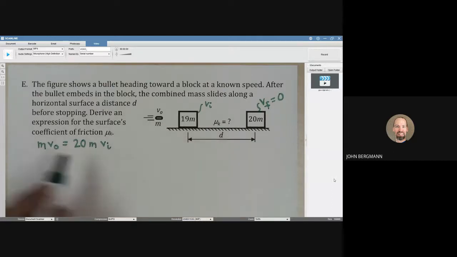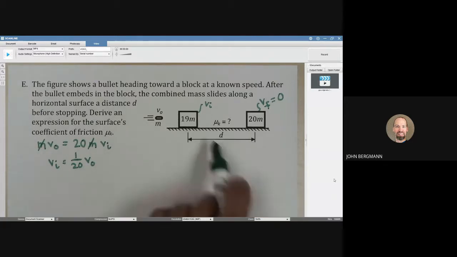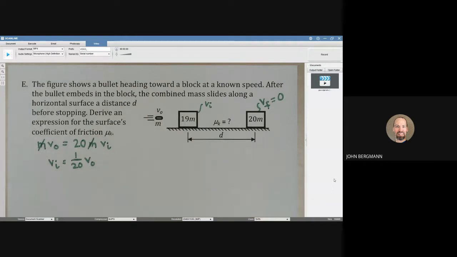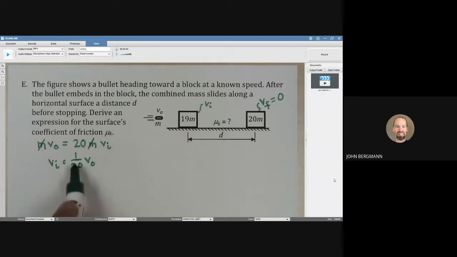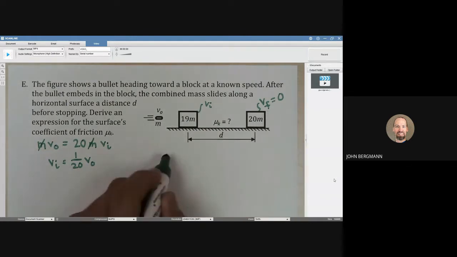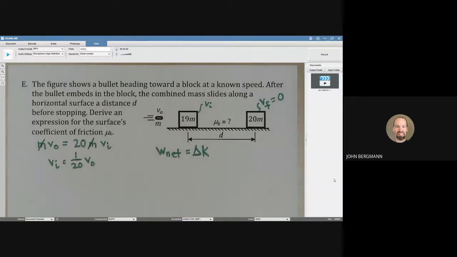So what does this give us for that initial sliding speed? Vi is going to be 1/20th of V naught. We could write a decimal if we wanted, but that's fine. Now what happens? This thing is sliding. It's slowing down. There is friction, so we can't use conservation of energy. But its speed is changing because it started out sliding at 1/20th of V naught, and then it ends up at 0. So that means that its kinetic energy has changed. And when its kinetic energy has changed, we can use the work energy theorem, where the net work is equal to the change in kinetic energy.